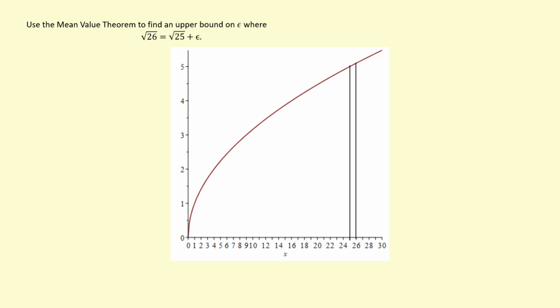Now let's go on to the second question. This is a pretty typical question. Use the mean value theorem to find an upper bound on epsilon, where epsilon is the square root of 26 minus the square root of 25.